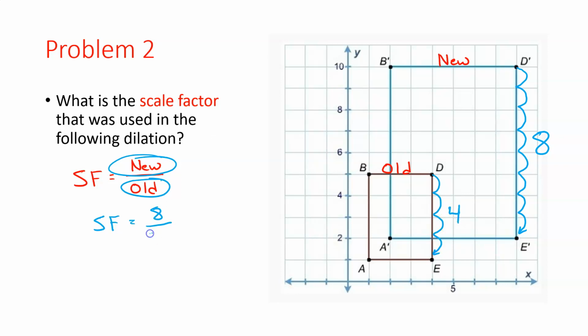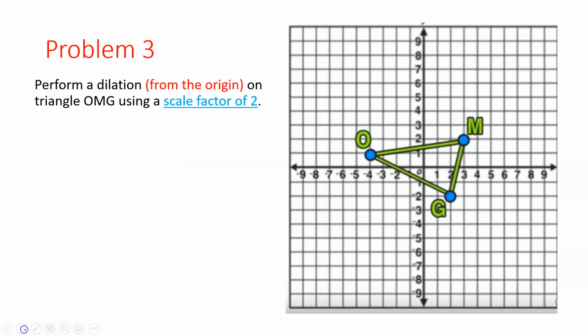That is 4 units. Well, we can do better than 8 over 4. What's 8 divided by 4? That gives us 2. So our scale factor here is 2. And we can see that going from the old one to the new one, it doubled in size. Going from the old to the new, we can see it got bigger. It doubled. All the dimensions are doubling in size.